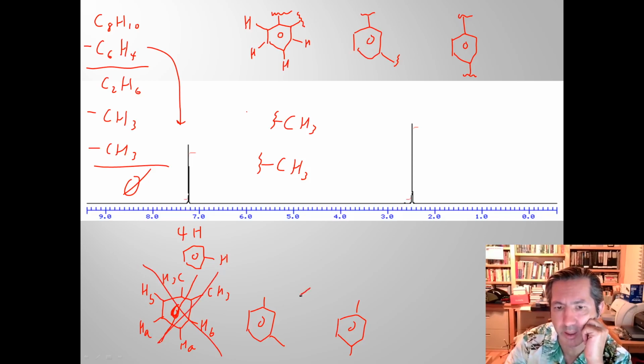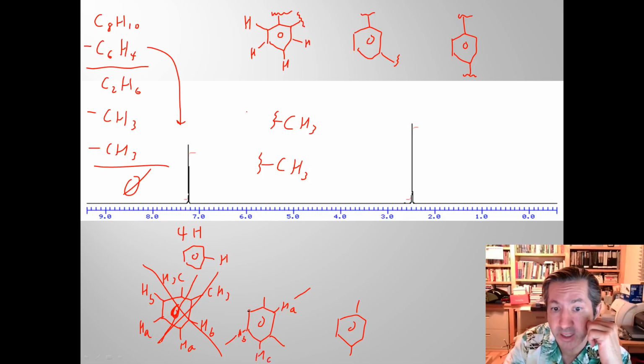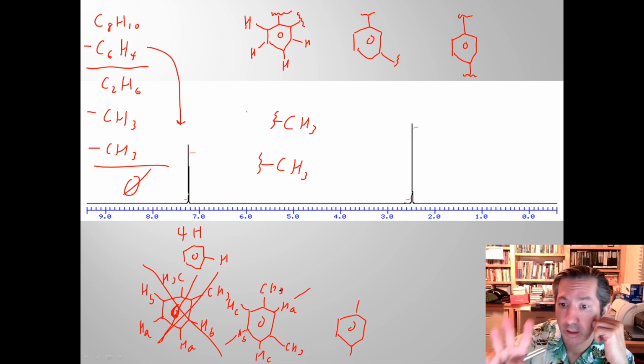Let's look at this one. This one has another plane of symmetry. So we have a hydrogen here, hydrogen here. These guys are in different environments. This hydrogen is in between 2 methyl groups. This guy is as far away from the methyl groups as possible. These hydrogens are next to the methyl groups. And then we have the CH3s. That's 4 types of hydrogen right there.